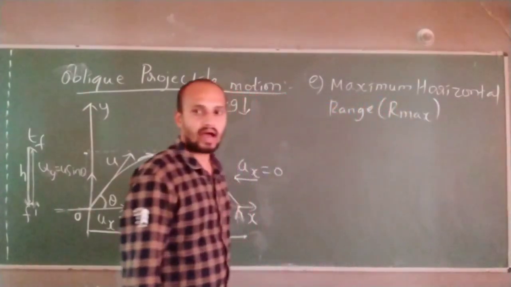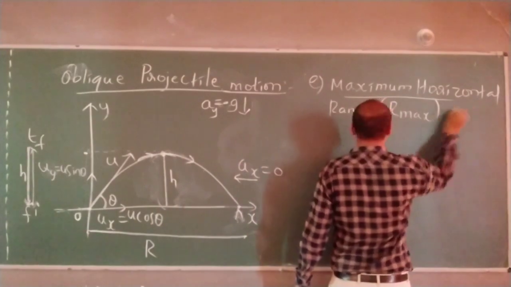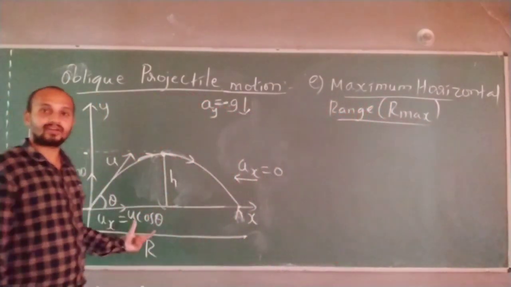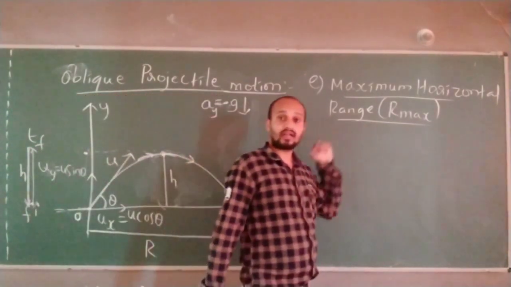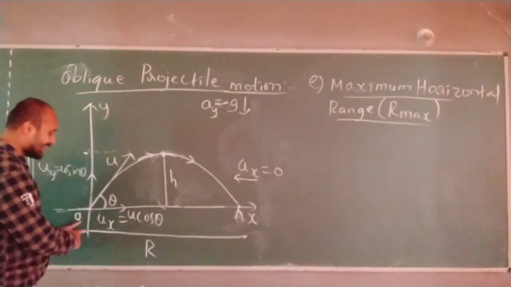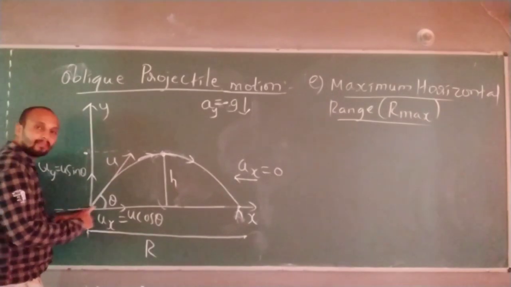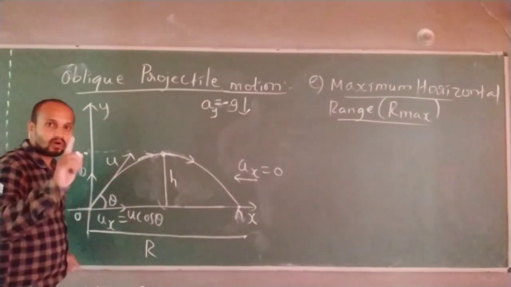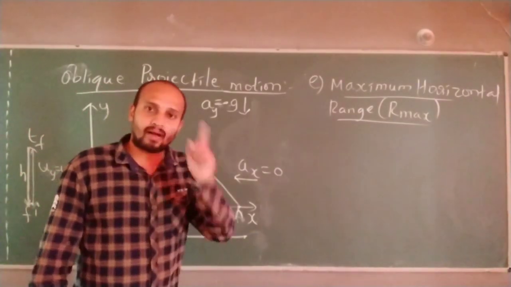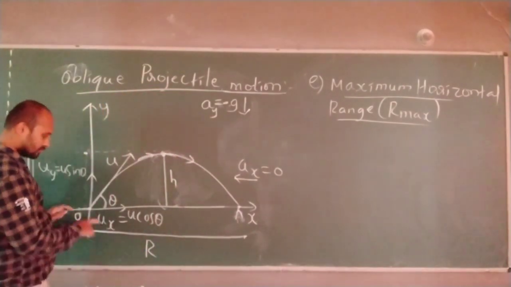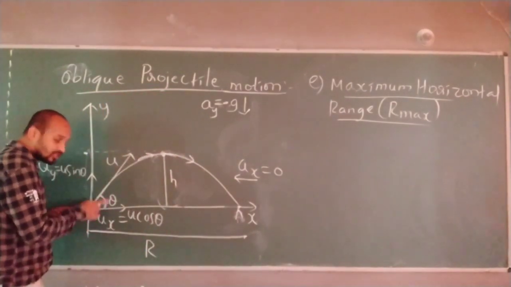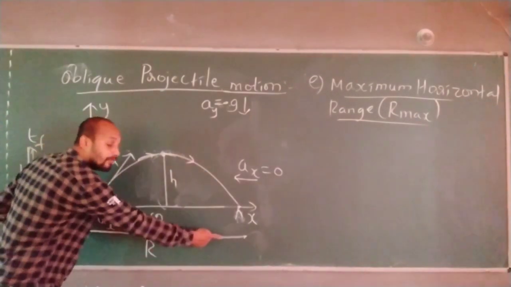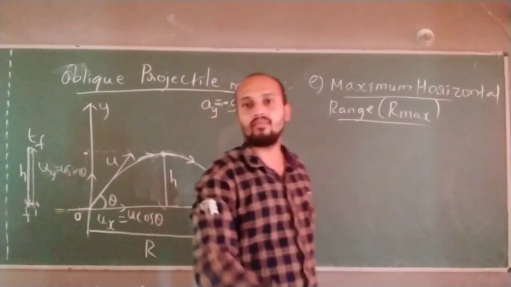What is maximum horizontal range? What is the difference between horizontal range and maximum horizontal range? Horizontal range means the maximum distance traveled by a particle along the x-axis. Maximum horizontal range means at what angle of projection the range will be maximum. That is maximum horizontal range.